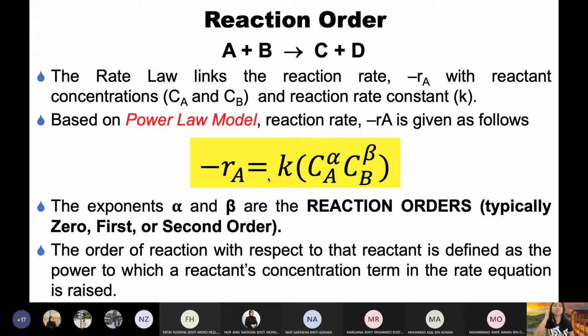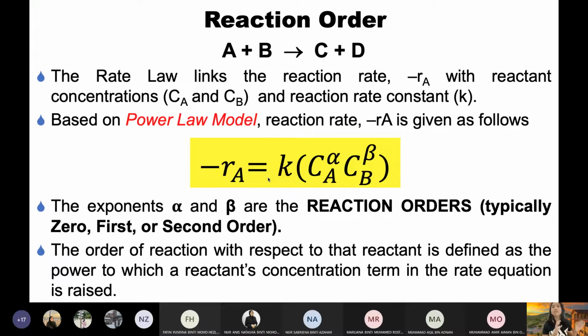Okay, katakanlah combination reaction tu ada 2 reactant. Reactant A, reactant B, react. Tapi kamu tengok reaction order dia punya rate law. Rate law dia boleh menjadi, katakan minus RA, dia ada 3 possibility. Actually lebih banyak, tapi the most likely possibility kalau kita ada 2 reactant, 3 possibility.